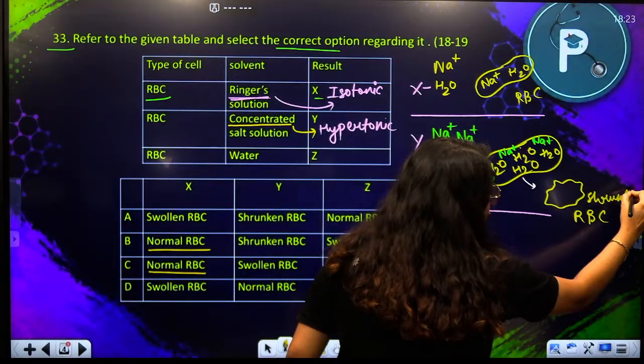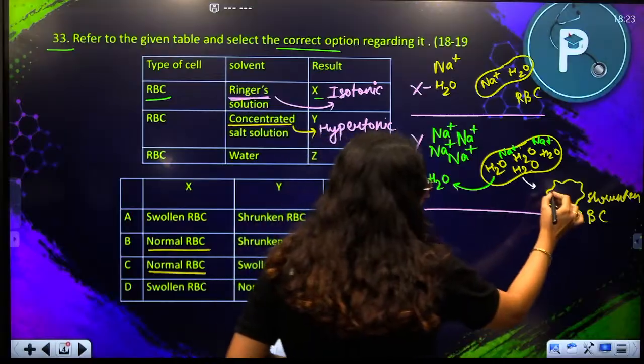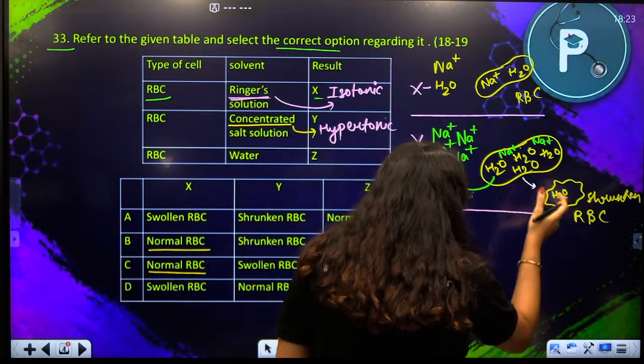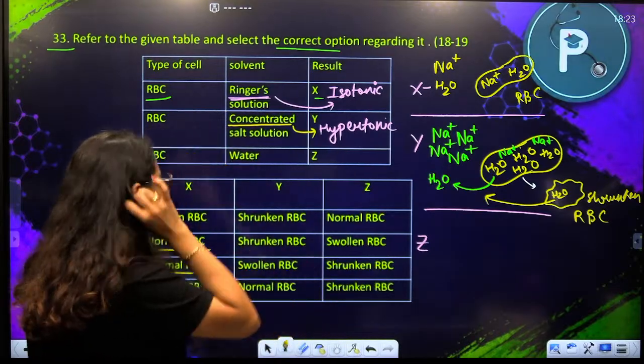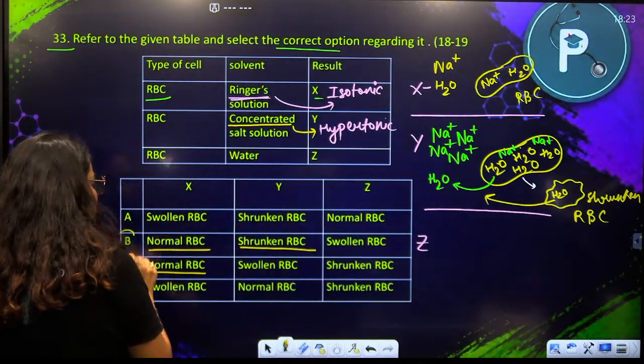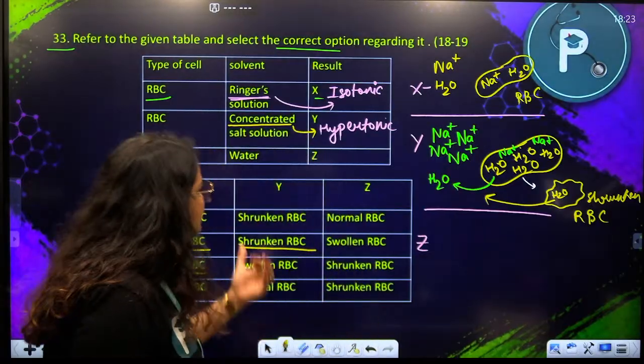So this is what would happen to the RBC, the shrunken RBC. We can call it a shrunken RBC because they are losing H2O. The H2O is going out into the solution. So you would have a shrunken RBC. So we found the answer. It is going to be B. Anyway, it is going to be B. But let's read the rest.